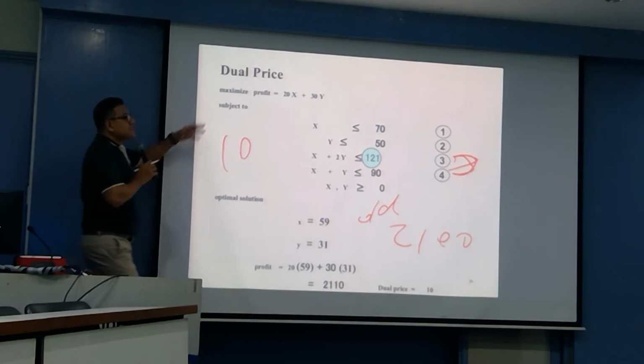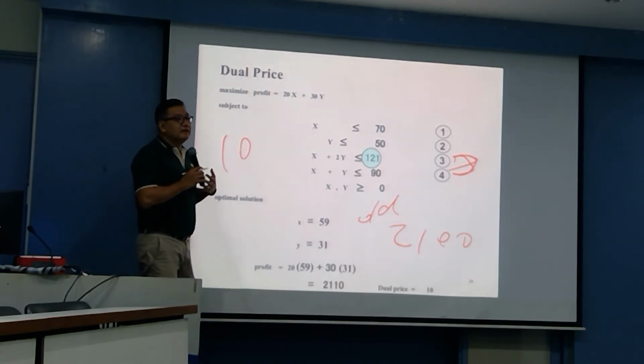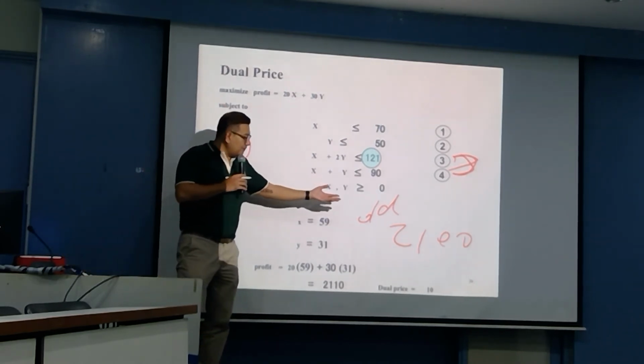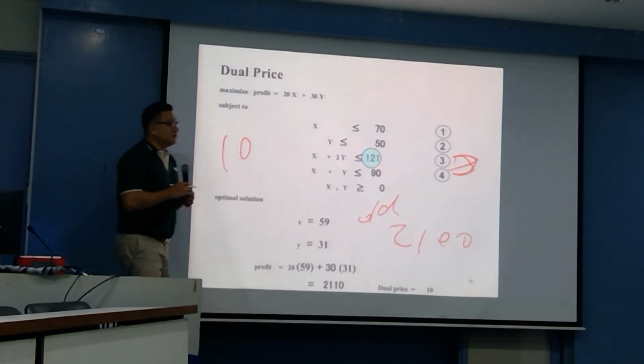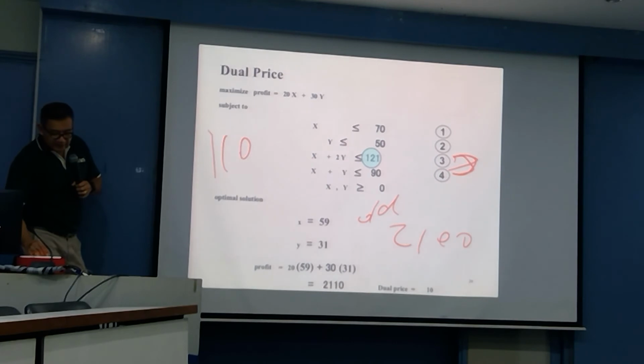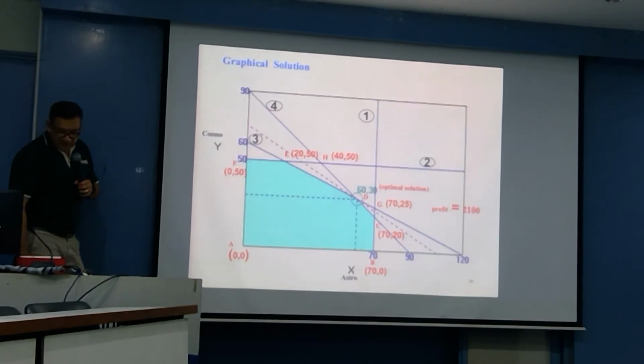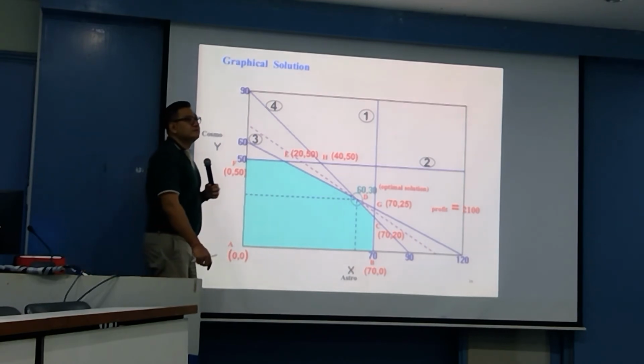Look at the problem, it is maximization. Think about profit. The old profit 2100. The new profit 2110, profit increases. Show the positive result. So the dual price is positive 10. Okay. How about the dual price for constraint number 4?